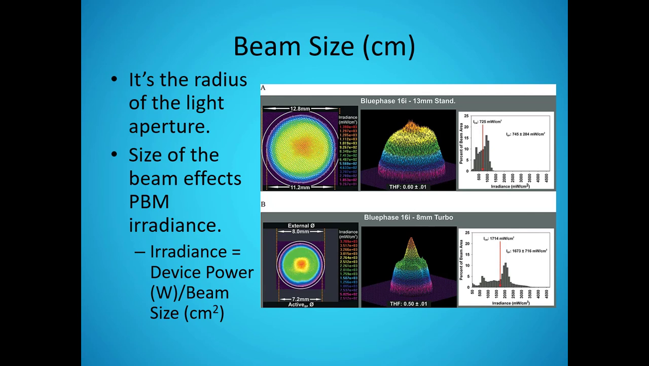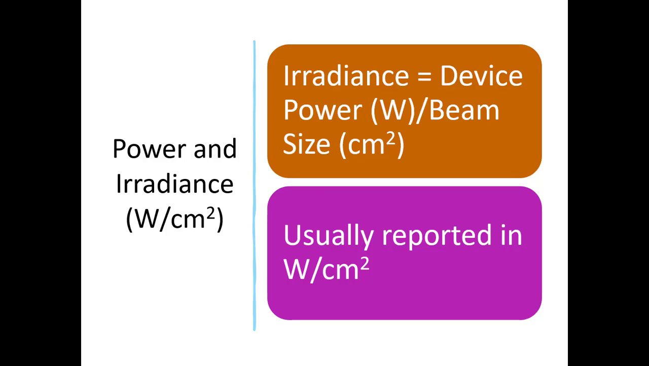Beam size is the radius of the light aperture. This is the size of the beam, which affects the photobiomodulation irradiance. Irradiance is the device power in watts divided by the beam size, which is centimeters squared. Irradiance is the measure of power that a light is emitting over an area. Basically, this will be the amount of energy a portion of your body is receiving at a given time when using the light therapy. In light therapy, the most common format to measure irradiance is watts per centimeter squared.